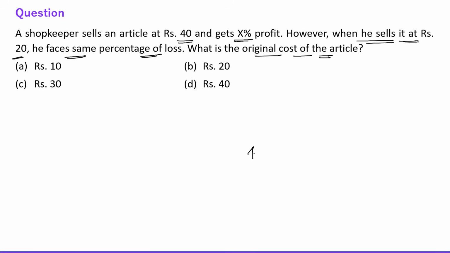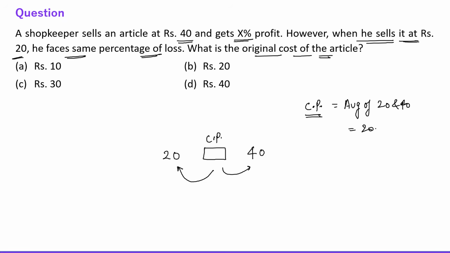Okay, so here it is 40 and here it is 20. And here the sum value, which is the CP of the article, right? So on selling at 40, he is getting the same profit, and on selling at 20, he is getting the same loss. It means what? CP will be the exact average. This CP is situated exactly between 20 and 40. I repeat, CP will be situated exactly between 20 and 40. So CP will be the average of 20 and 40.